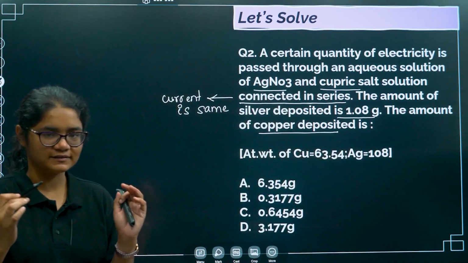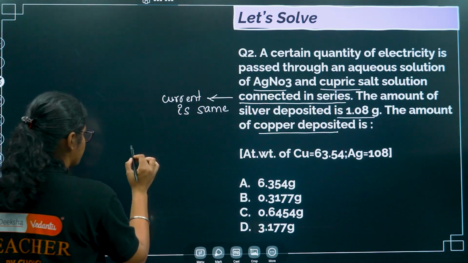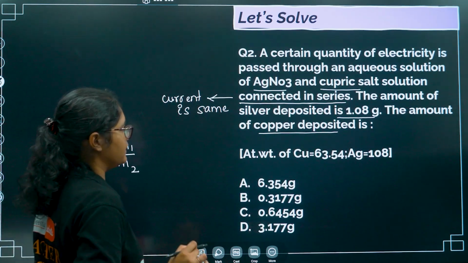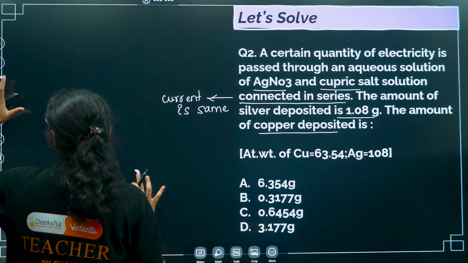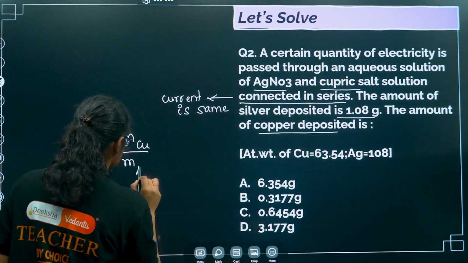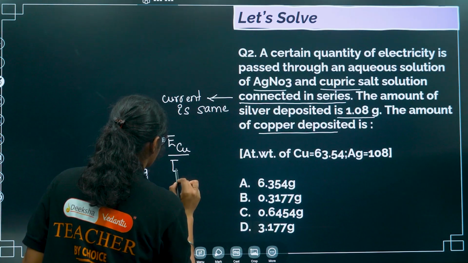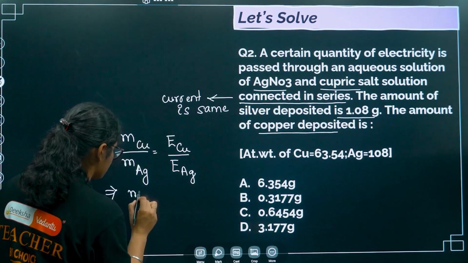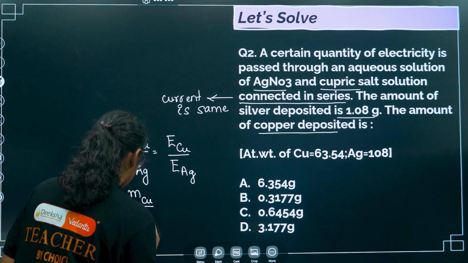So we know this is Faraday's second law formula, right? So what is Faraday's second law formula? M1 by M2. So I'll write the name of the elements. Copper deposited is asked, right? So I'll write it in this way: mass of copper deposited by mass of silver deposited is equal to equivalent weight of copper by equivalent weight of silver, right? Now what is the mass of copper deposited here? And the mass of silver deposited is 1.08 gram.